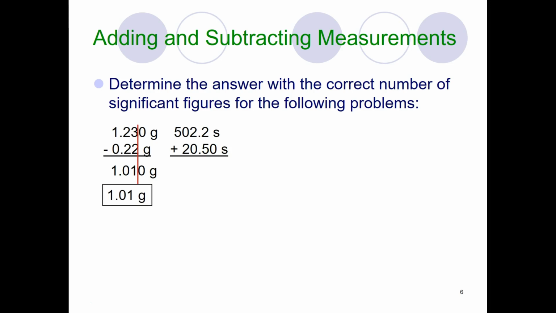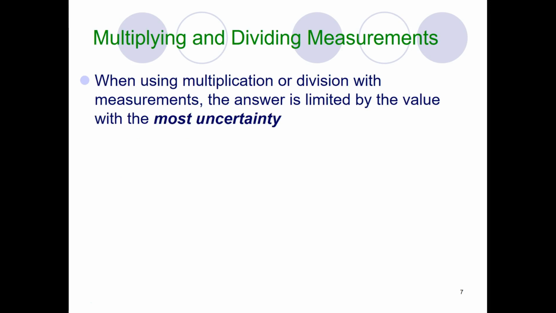So let's do the second one. 502.2 plus 20.50. 502.2 has 1 place after the decimal point. 20.50 has 2 places after the decimal point. When I add them together, that's what I get. So 1 place after, 2 places after, my answer needs to have 1 place after. So 522.7 seconds.